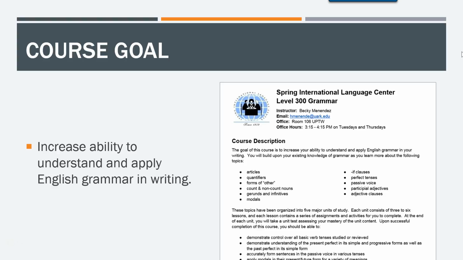The overall goal of the course is to expand students' knowledge and mastery of grammar, mainly to help them understand and apply more complex grammatical structures in writing. We would work on building their speaking proficiency too, but the primary focus would be written production.